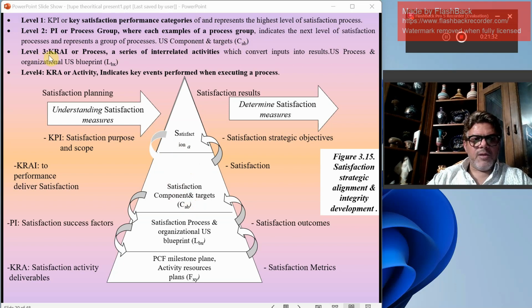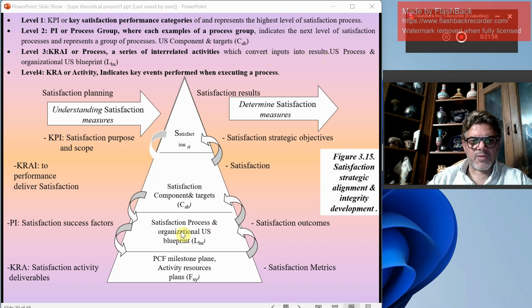Level 3, key result area indicator or process. A series of interrelated activities which convert input into results. User satisfaction process and organizational user satisfaction blueprint. Level BX.